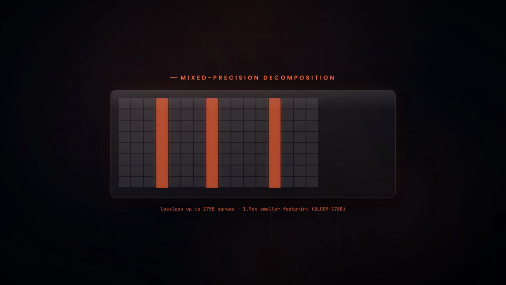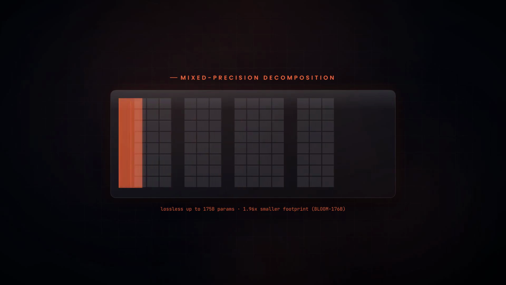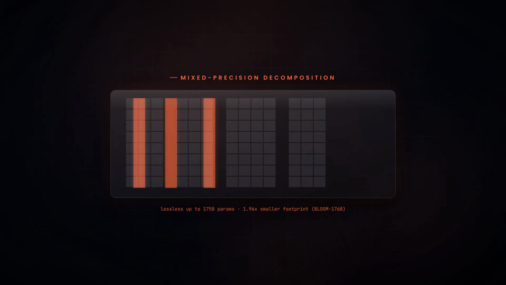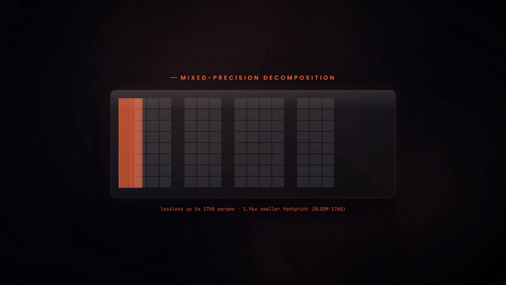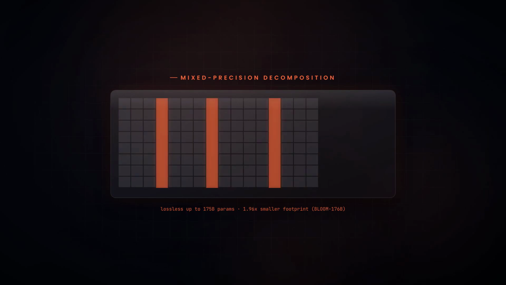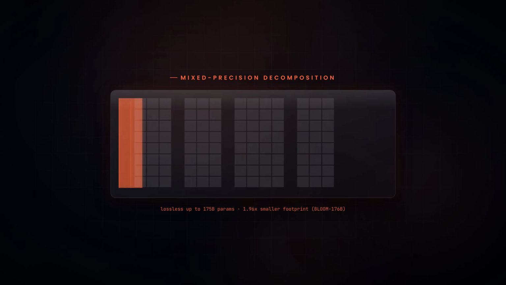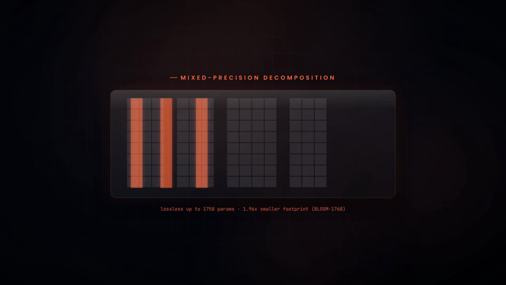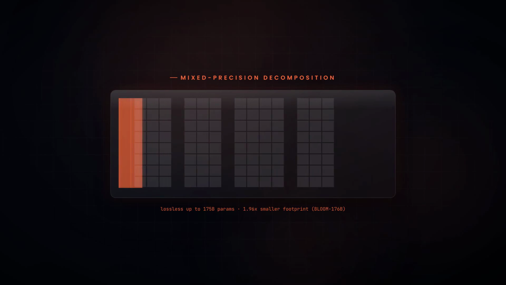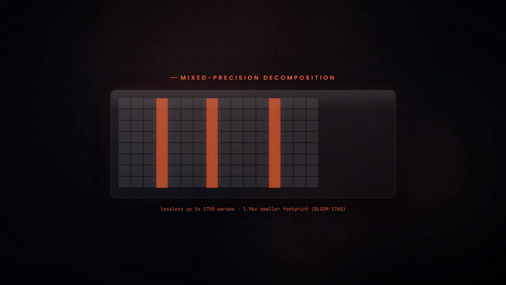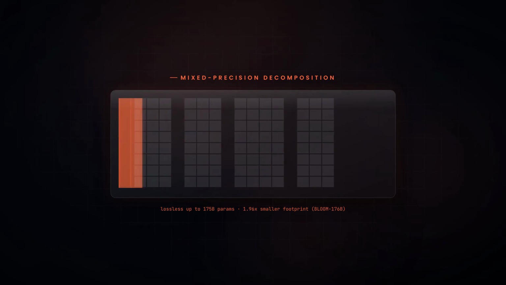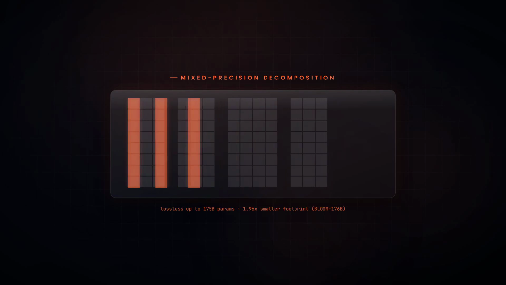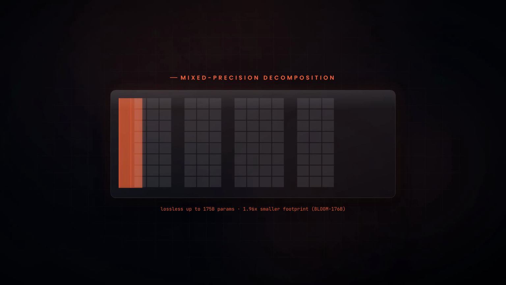Dettmers' fix, LLM.int8, is almost anticlimactically clean. Pull the outlier dimensions out, compute just those in 16-bit, do everything else in 8-bit, add the results. More than 99.9% of the multiplications stay in int8. The FP16 sliver costs about 0.1% extra memory, and quantization becomes lossless up to 175 billion parameters.